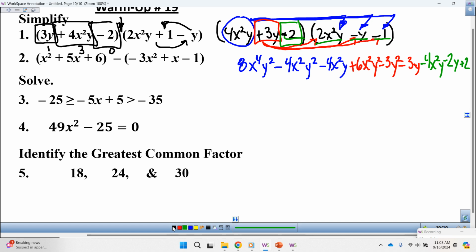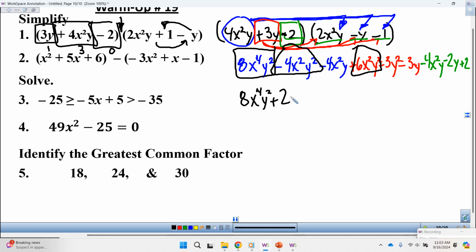All right, here we go. Is there another x to the 4th y squared? Let's see, x to the 4th y squared. No, let me bring that down. 8x to the 4th y squared. Next, is there another x squared y squared? X squared y squared, yes, right here. Is there another one? Nope. What is negative 4 plus 6? That's positive 2x squared y squared. Next, negative 4x squared y. Is there another x squared y? X squared y, yeah, right here. So that gives us negative 8x squared y.